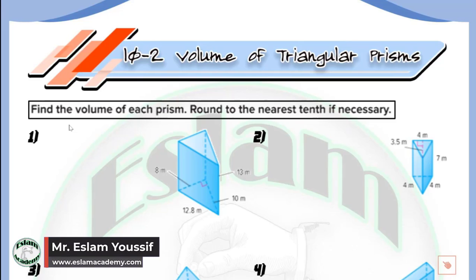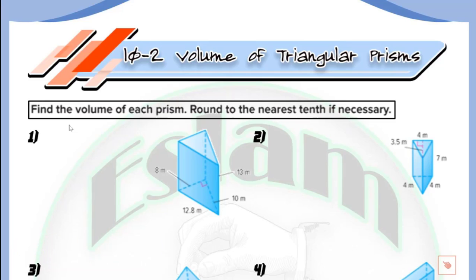In this video, we'll talk about the volume of a triangular prism. Before we start, we need to revise the meaning of a prism. A prism is a three-dimensional shape that has two bases. The two bases are congruent and parallel. Parallel means they will never intersect, and congruent means they have the same shape and the same size.